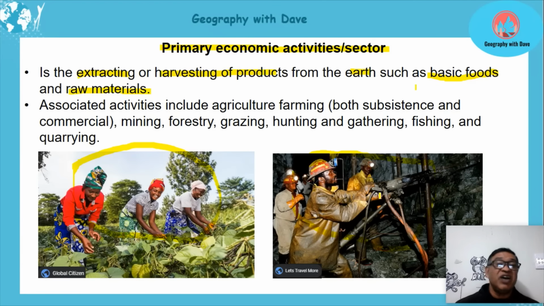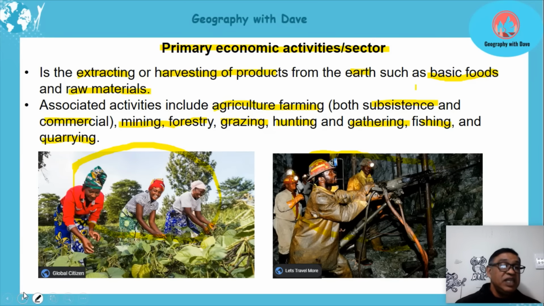So we know it includes various things: agricultural farming, both subsistence and commercial. It includes mining, forestry, grazing for cattle, hunting, gathering, fishing, and quarrying, where you dynamite the area to get your gravel, etc. These are some of the many examples of primary economic activity or sector.